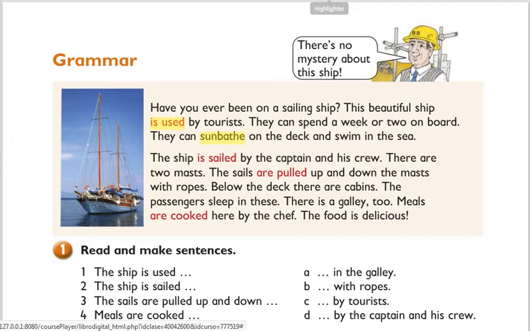The ship is sailed by the captain and his crew. There are two masts. The sails are pulled up and down the masts with ropes. Below the deck there are cabins. The passengers sleep in these. There is a galley too. Meals are cooked here by the chef. The food is delicious.